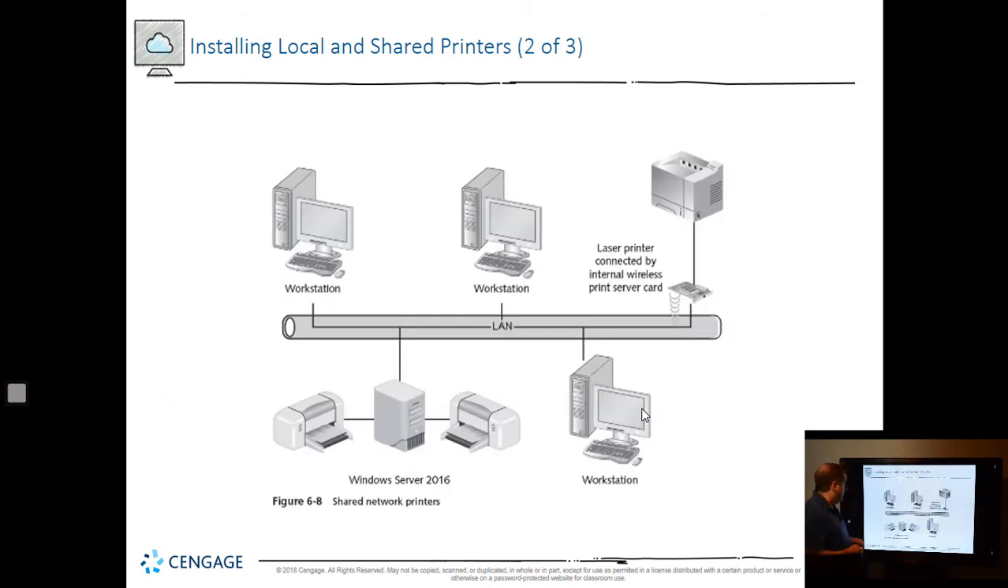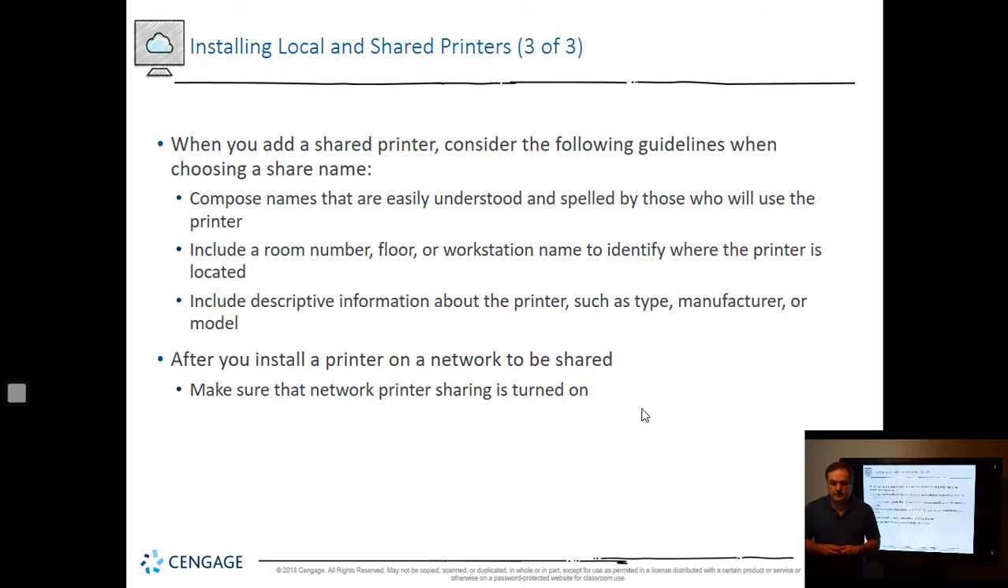So here's an example of what we've got here. We have a laser printer connected by an internal wireless printer server card. And then we have Windows Server 2016 with physical printers connected to it. So when you go to share them, you do it, as I mentioned earlier, in a similar way. You right-click on the printer, you choose Printer Properties, and then you click on Sharing and get the sharing set up. So more than one way to do this.